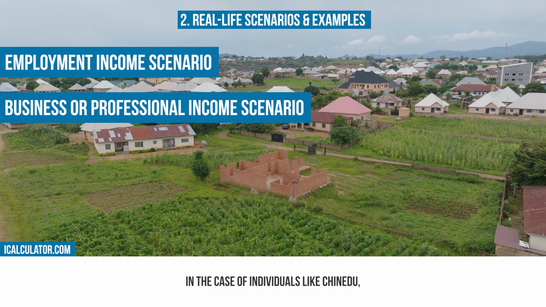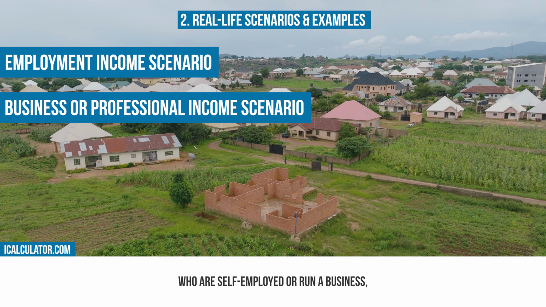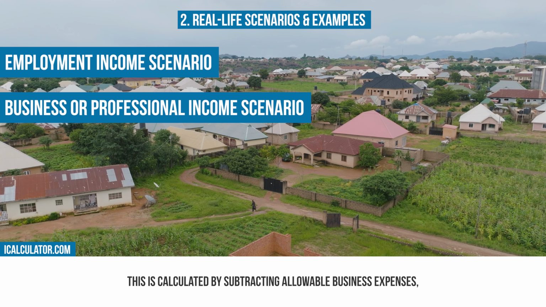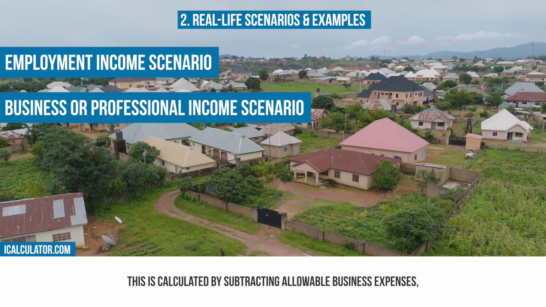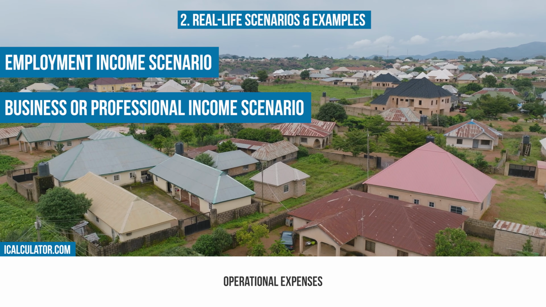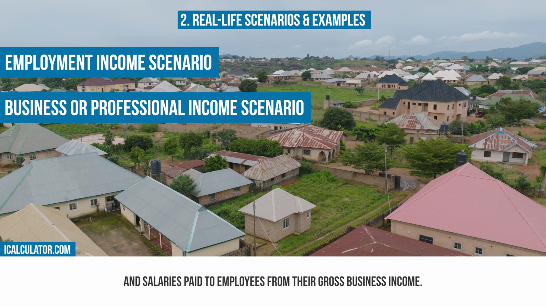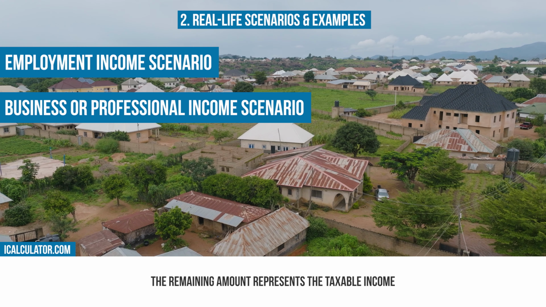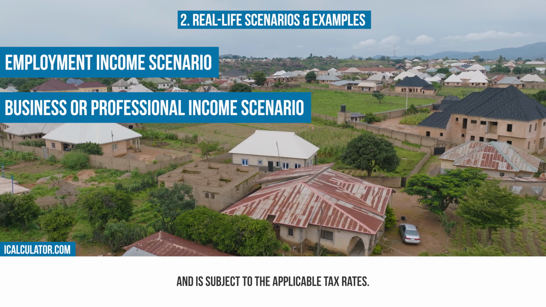In the case of individuals like Chinedu, who are self-employed or run a business, their net business income is taxed. This is calculated by subtracting allowable business expenses, such as equipment costs, operational expenses, and salaries paid to employees from their gross business income. The remaining amount represents the taxable income and is subject to the applicable tax rates.